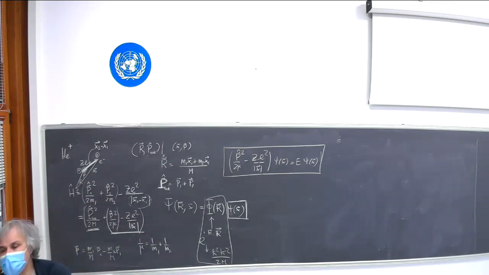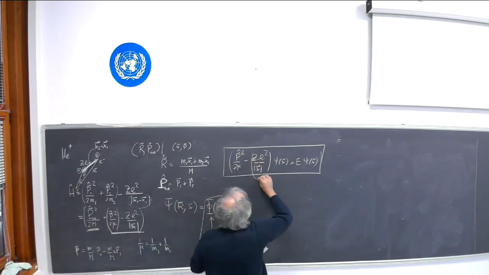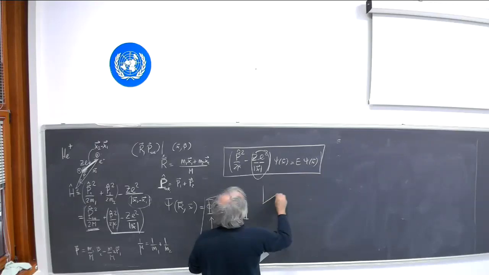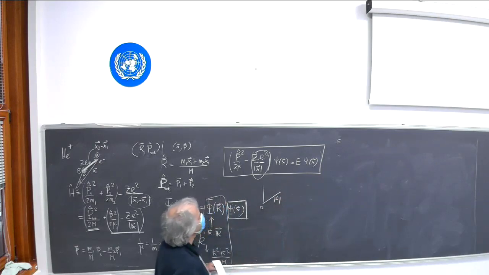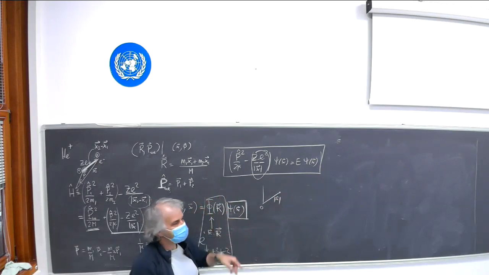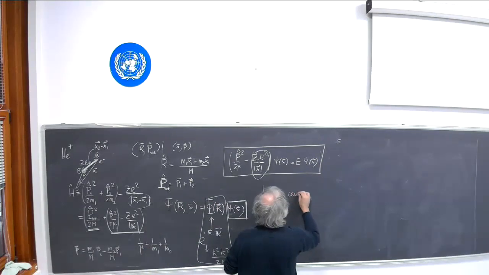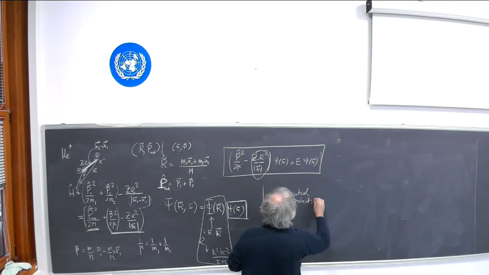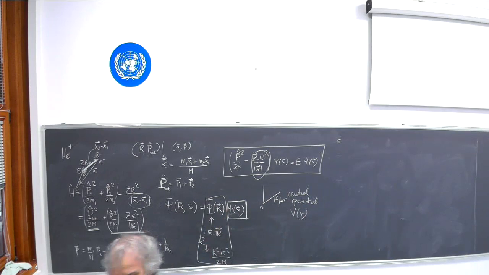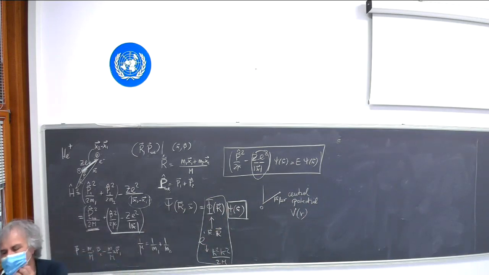Still, this 3-dimensional problem is complicated, but luckily enough, the potential depends only on the distance from the origin. So the potential doesn't depend on the angle. It is what you call a central potential. A central potential is any V which depends only on the distance R from the origin. In this case it's minus 1 over R, but any potential that depends only on the distance is a central potential. You might have whatever.